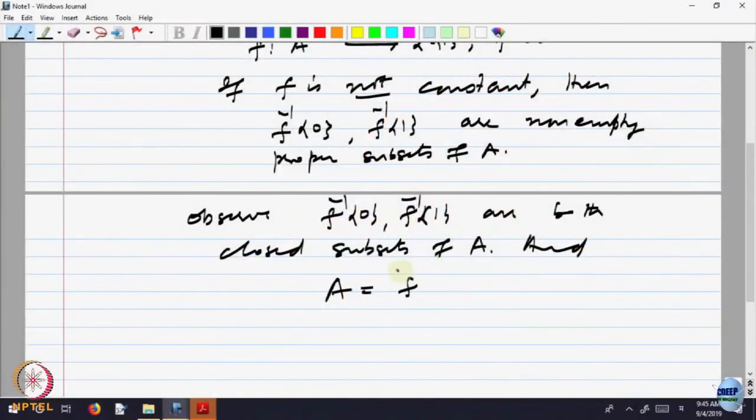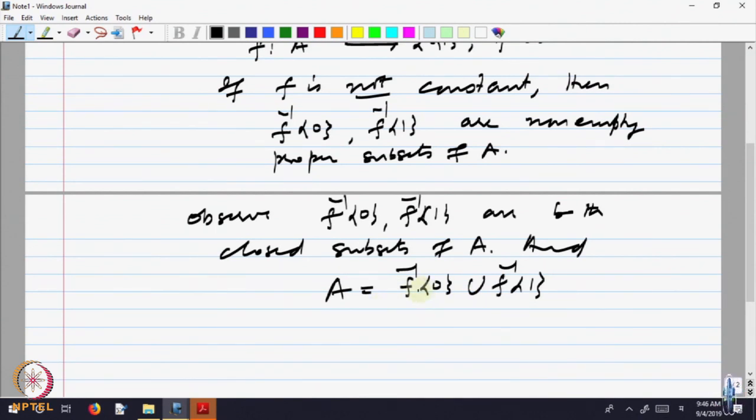A is equal to f inverse of 0 union f inverse of 1. Every point of A either goes to 0 or 1. So, inverse image should cover everything. So, what we are saying? So, this f inverse of 0, you can look at that f inverse of 0 is a subset. What is its complement in A? That is f inverse of 1. So, that is closed, right. So, its complement is f inverse of 0.